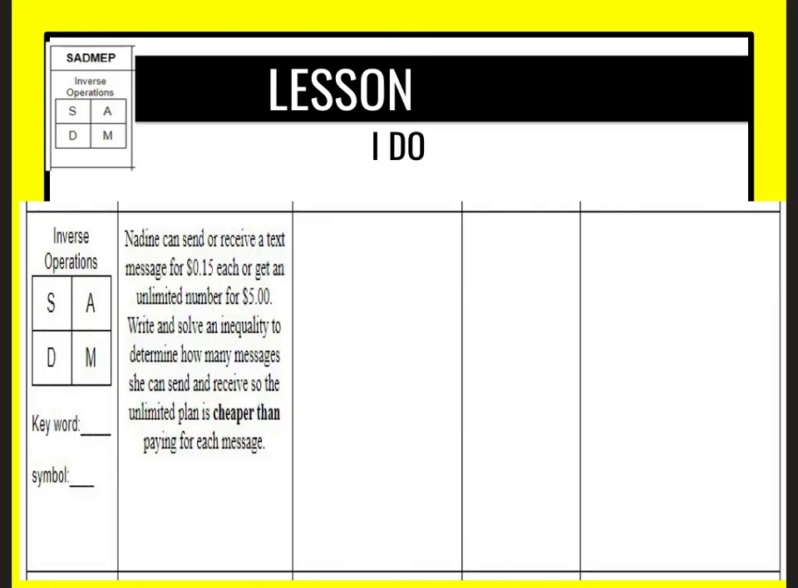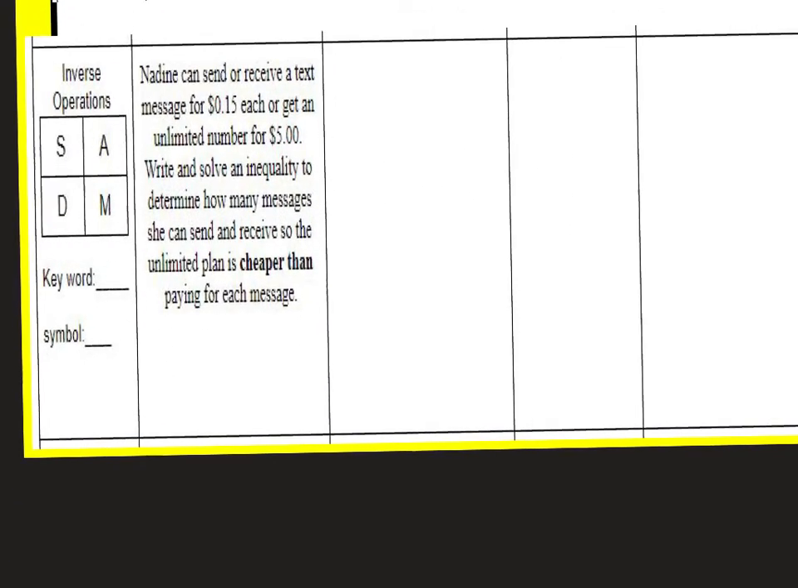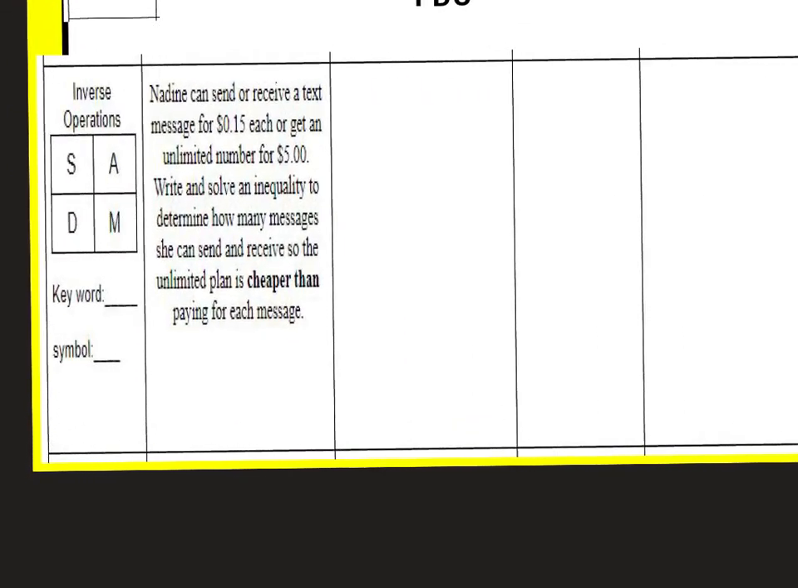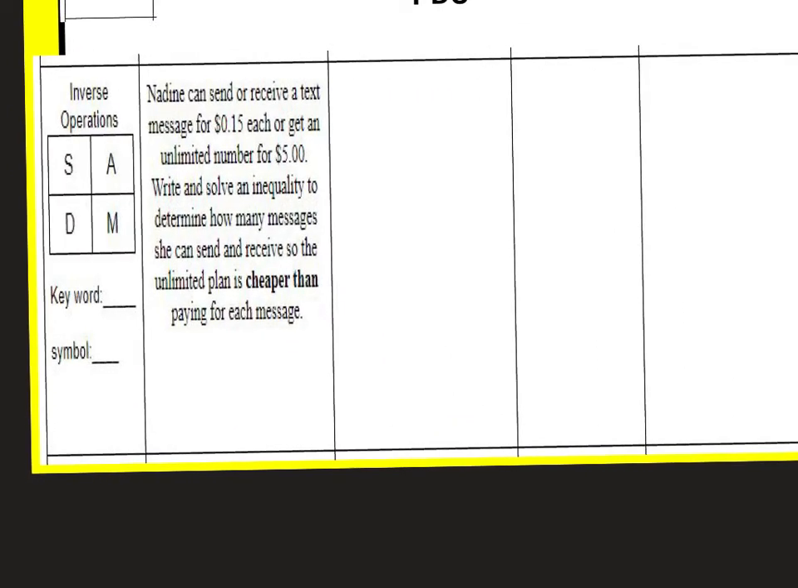Here we're looking at Nadine, who can send or receive a message. Oh, that should say 10 cents each. So go ahead and make that correction on your notes. I must not have caught that. 10 cents each, or get an unlimited number for $5, right? So trying to make a decision. So we need to write an inequality to determine how many of the messages that she can send and receive so that the unlimited plan, that $5 plan, is cheaper than paying for every single message. Well, 10 cents every message.